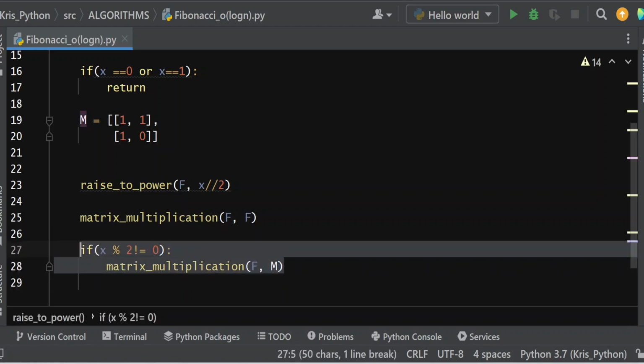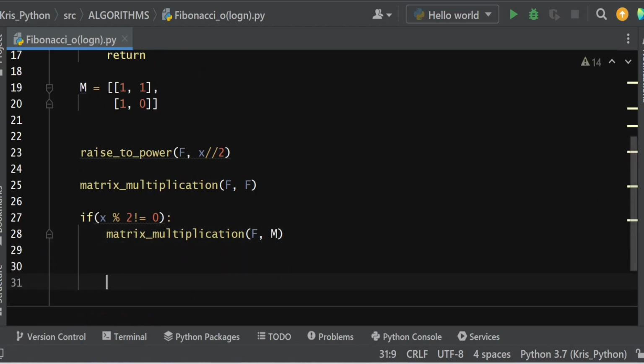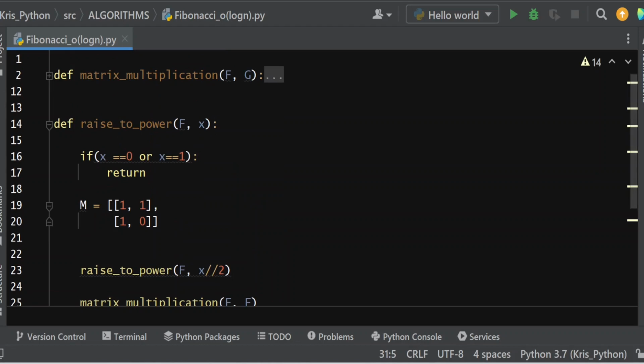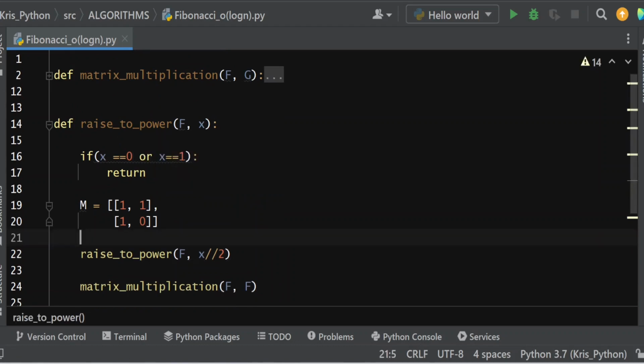This last step right here is to make sure that if x were to be an odd power, we would have to multiply one last time to get to f to the power x. And that's it for the recursion function that calculates f to the power x top down.